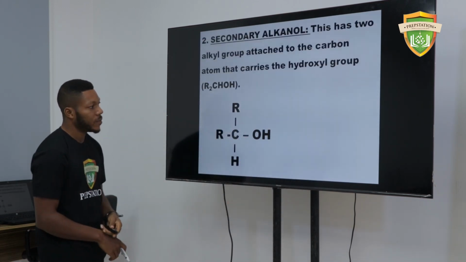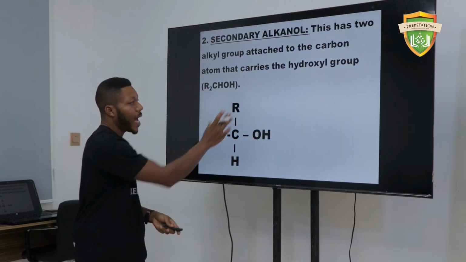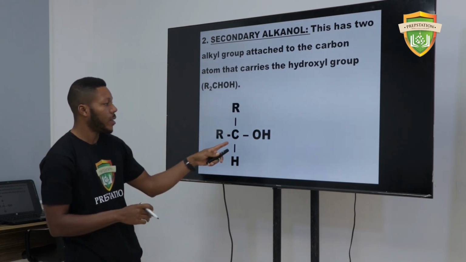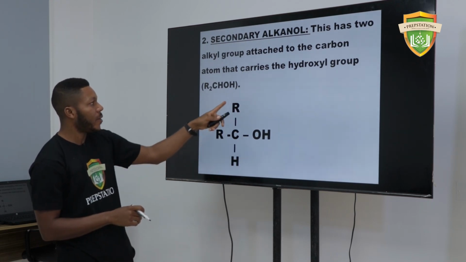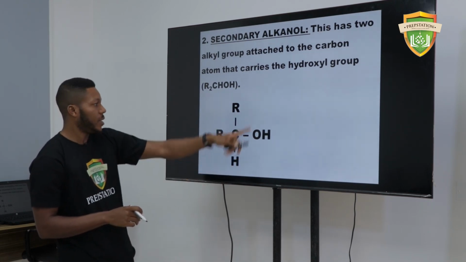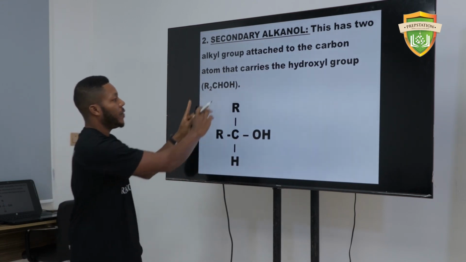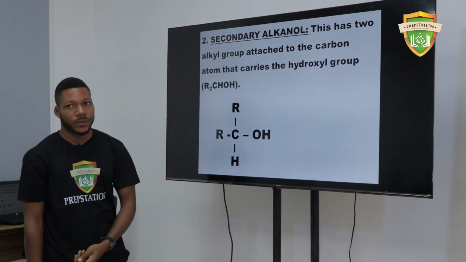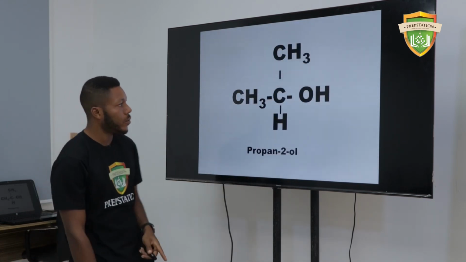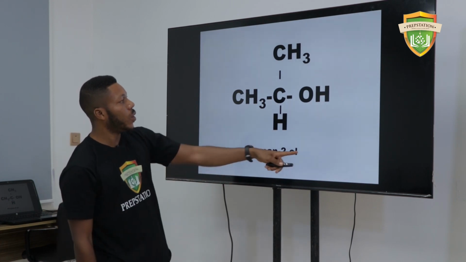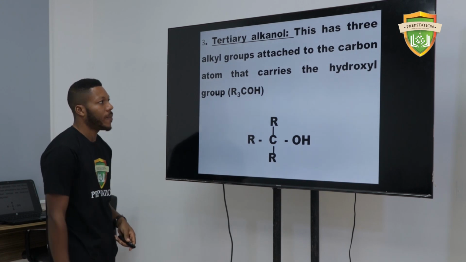Okay, secondary is simple. Secondary alkanols have two alkyl groups attached to the carbon that carries the OH group. R and R, and the H. This is the general structure, R2CHOH. This is the format for secondary alkanol. Then for example, propan-2-ol. Propan-2-ol.